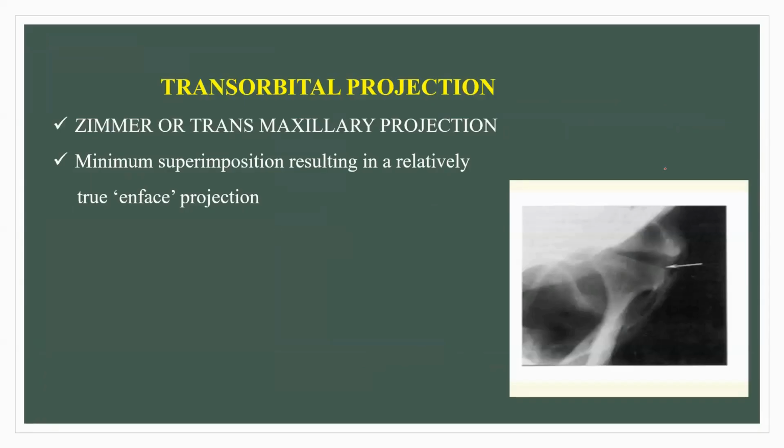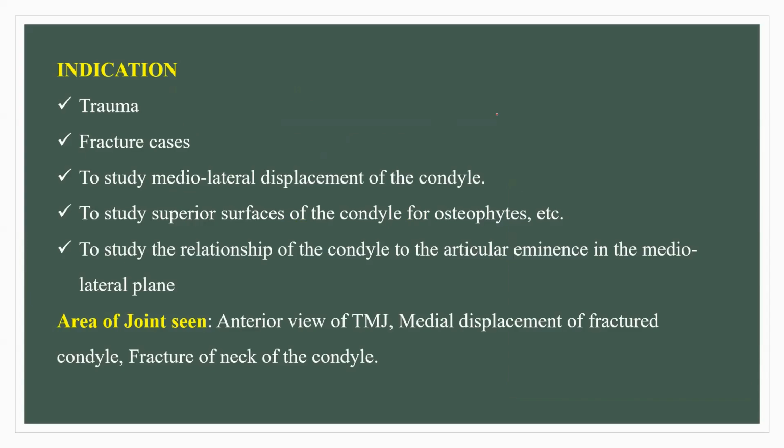Coming to your transorbital projection, it is otherwise known as SIMMER or transmaxillary projection. It has minimum superimposition, resulting in a relatively true in-phase projection. You can see over here, there's minimum superimposition in transorbital projection. So let's see the technique. First we'll discuss the indication, and then we'll move on to the technique.